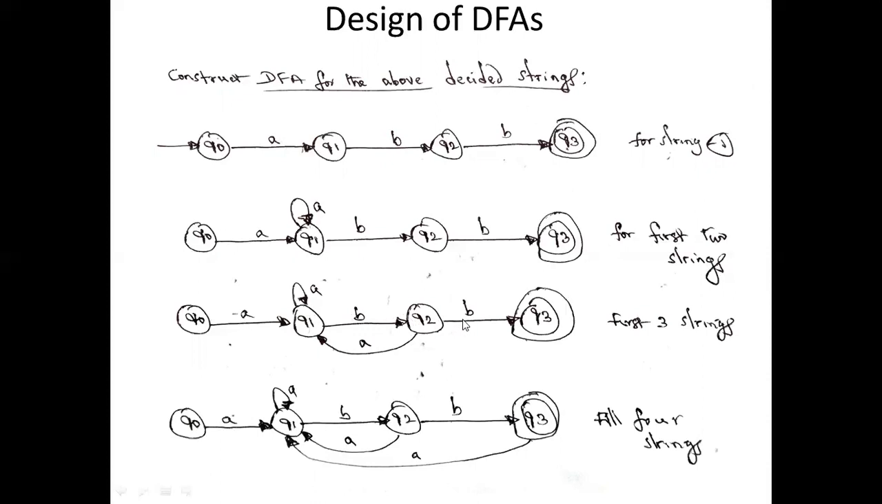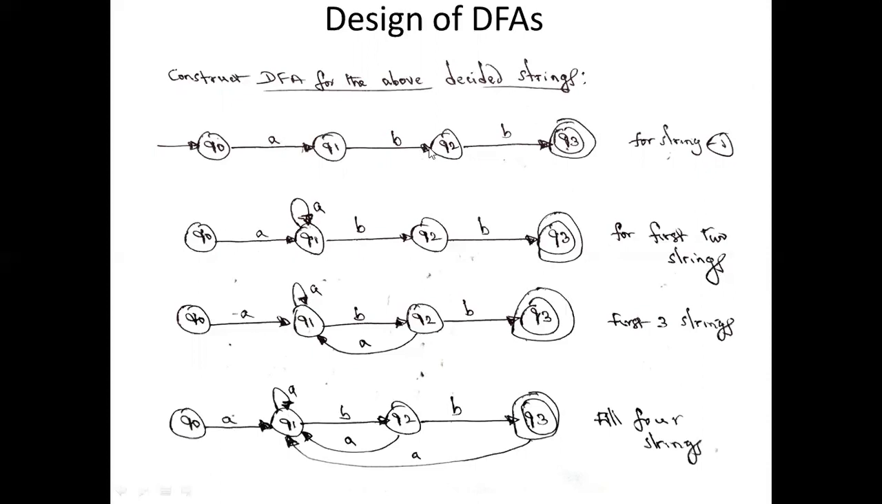Then the next one is ABBABB. Straight away we can use ABB. Next again we can use BB. Then for using this BB, you are supposed to come back from Q3 to Q1 on A, Q3 to Q1 on A. So in this way, we can construct a DFA on the decided strings.